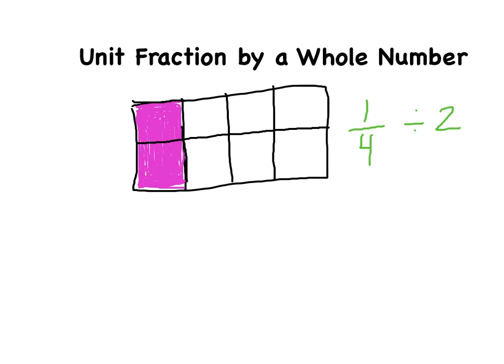So as you can see, if we had the 1/4 of the birthday cake left over, and 2 kids are going to be sharing it, how much is each person going to get? So we're going to look at the one part that they would get, and that's going to be 1 out of the total of 8 parts. So each child would get 1/8 of the cake that's left over.